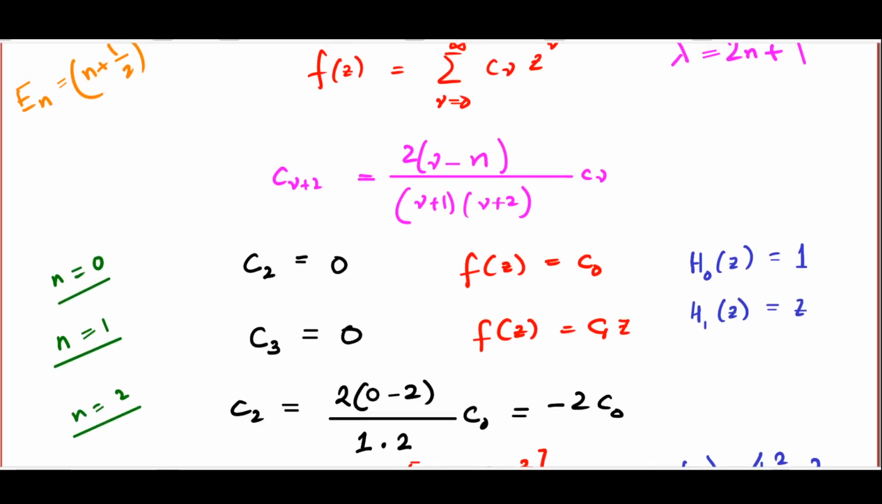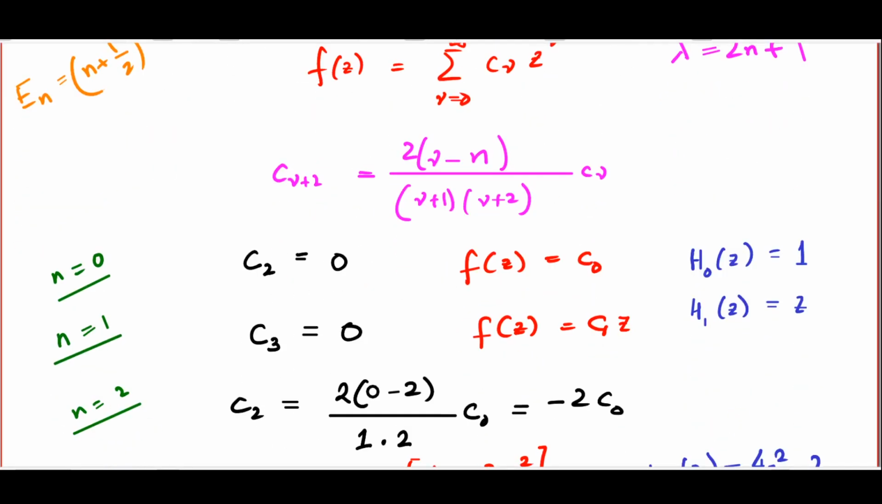Well, for n equal to 1, again C3 will vanish, and if you put in nu equal to 1 here, you see C3 is 0. That means the series has only one term, which is C1z. So H1(z) could have been chosen to be z, but it's actually chosen to be 2z. The reason why C1 is chosen to be 2 will be clear soon once the pattern emerges.